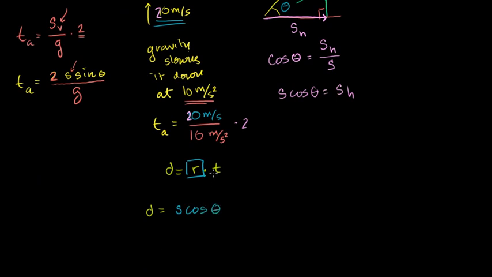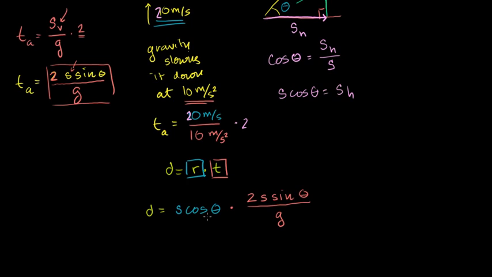And how long will we be traveling at this horizontal speed? Well, we'll be going at that speed as long as we are in the air. So how long are we in the air? Well, we figured that out in the last video. We're going to be in the air this long, 2s sine of theta divided by g. So the time is going to be 2s sine theta over g.